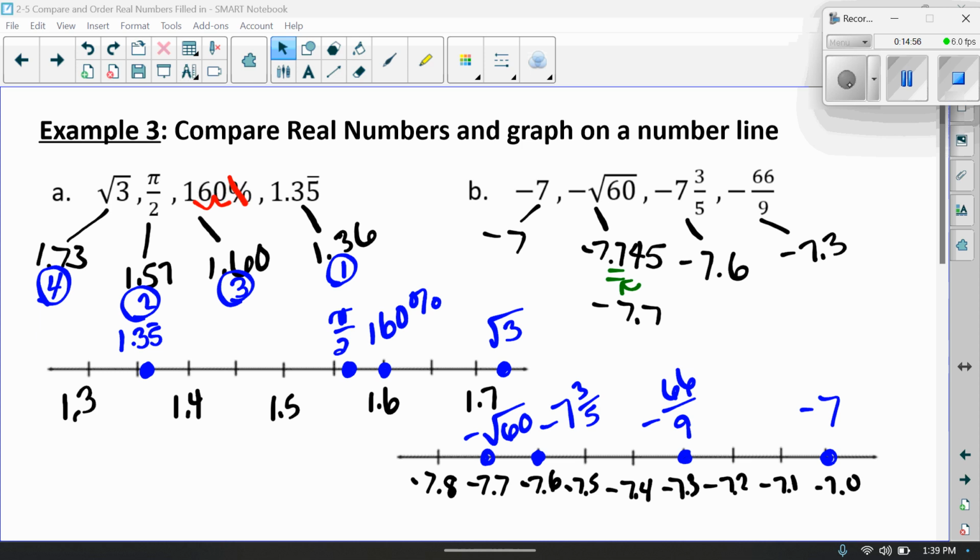Okay. So here we've got first a negative square root of 60. We've got the negative 7 3/5. That's this one, negative 7.6. And then we've got the negative 66/9 right there. And we've got negative 7 up here. Is everybody clear?